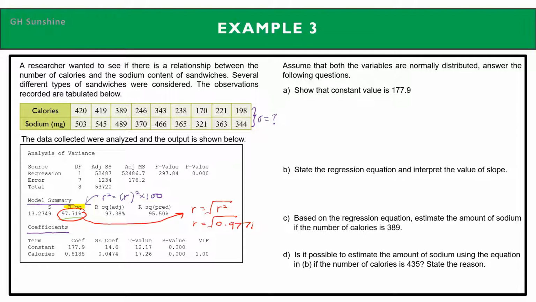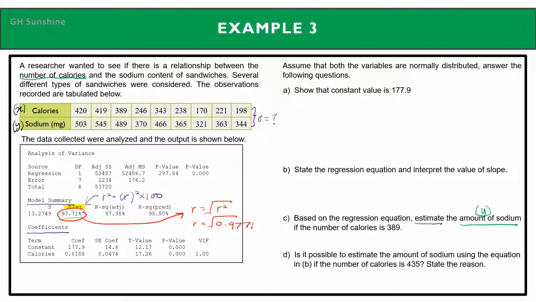You must know how to identify independent and dependent variable. So from the statement here, which one comes first? Number of calories. Therefore, number of calories is the independent variable. Meanwhile, sodium content is the dependent variable. Or you can look at the question that you want to estimate. So what you want to estimate here is the amount of sodium. So amount of sodium becomes Y.